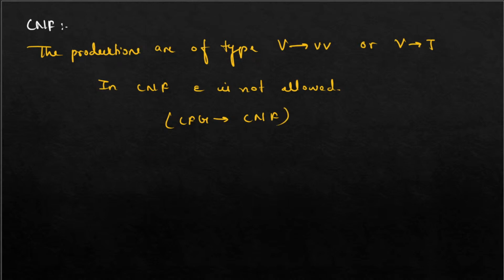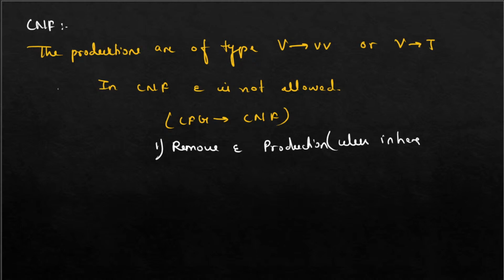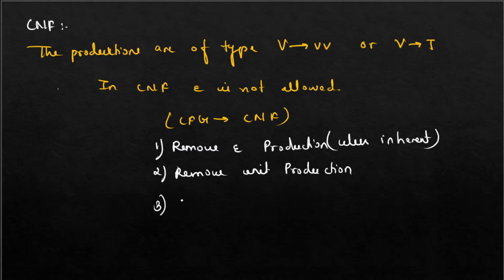So if you have to do this, then there are some steps. The very first is remove epsilon production, which is useless inheritance. Second is remove unit production. Okay, remove unit production. Third is simplify the grammar.